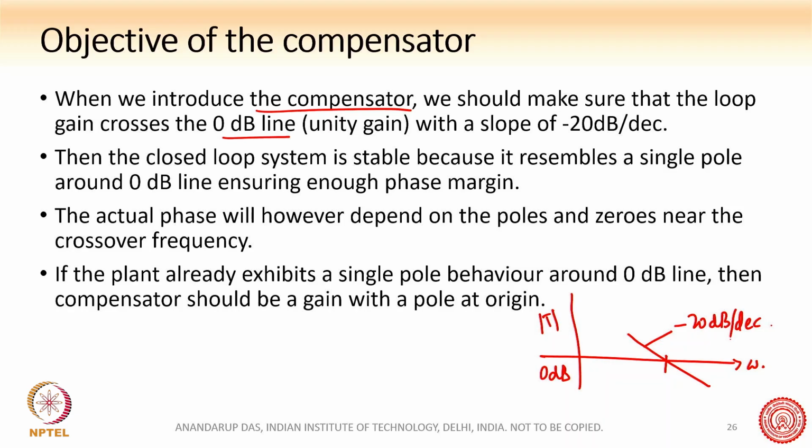Okay, why do we want to do that? Near to this one, other places it can have minus 20, minus 40 like this, but when it is crossing at this point, it should be preferably crossing with a slope of minus 20 dB. Why is it so? Because this will ensure that the closed loop system is stable, because this resembles a single pole around the 0 dB line.